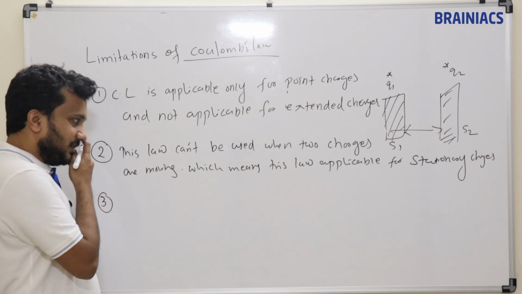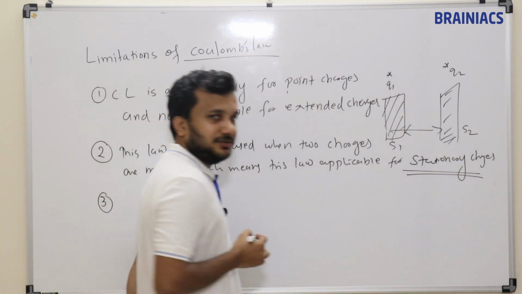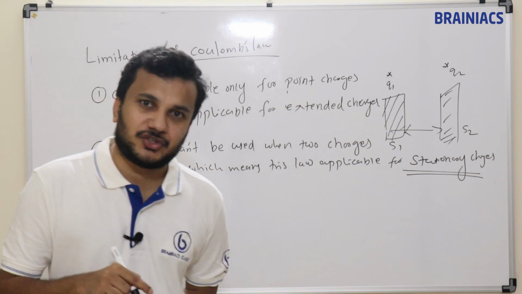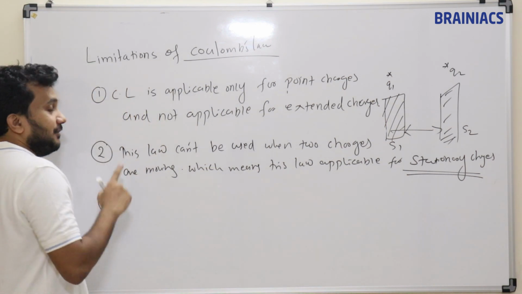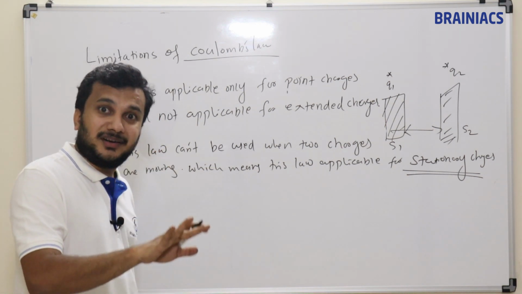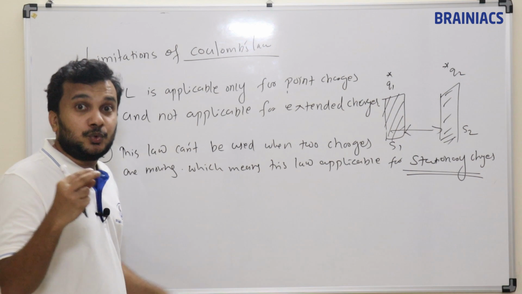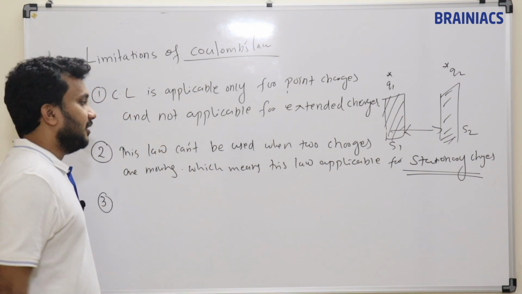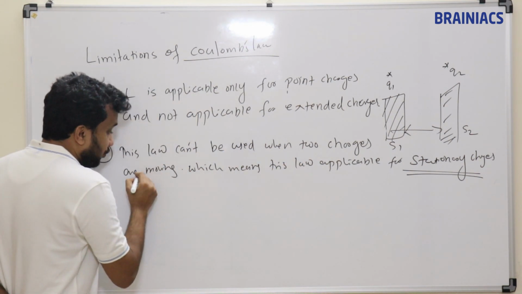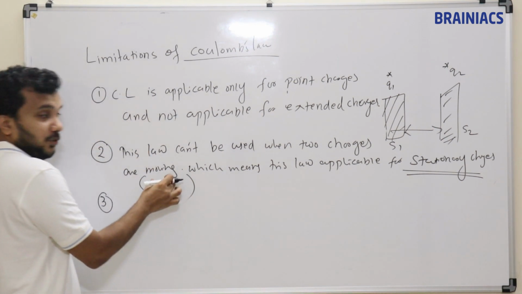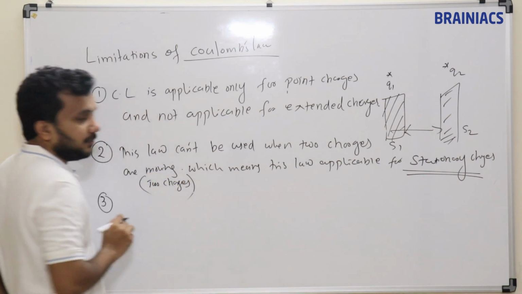What this second statement indicates is that it is applicable for stationary charges, which means both the charges should be stationary or any one will be stationary. That is a point, right? So if one charge is moving and another one is stationary, this law is applicable. When two charges are moving, this law is not applicable. So this law can't be used when two charges are moving. When two charges are moving, I cannot apply it.